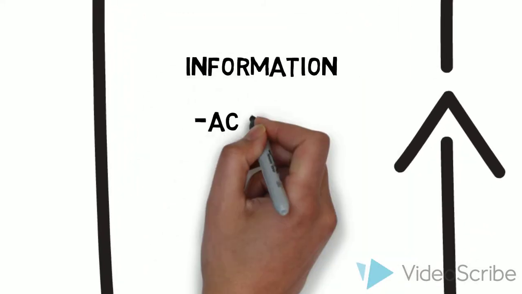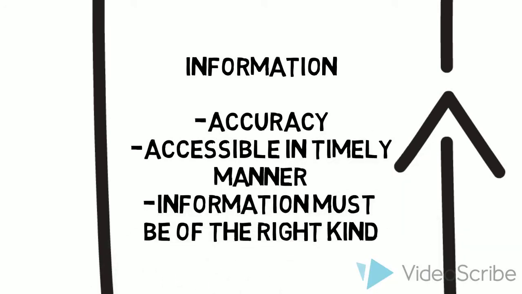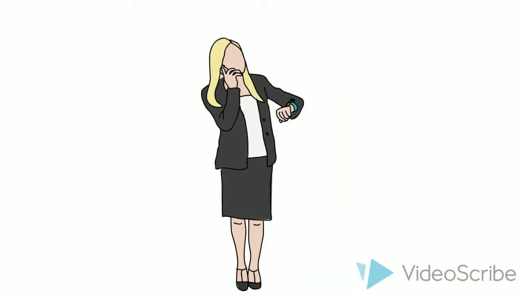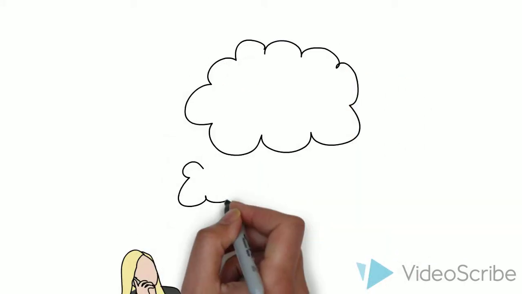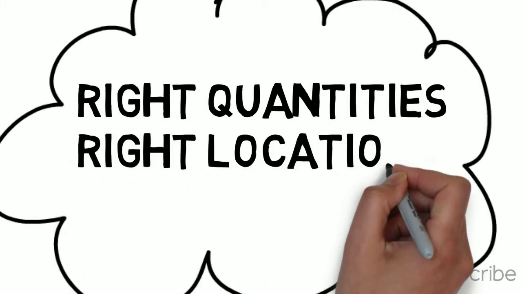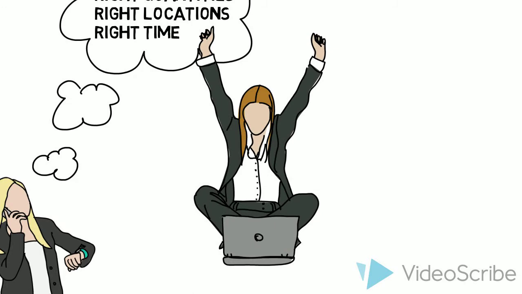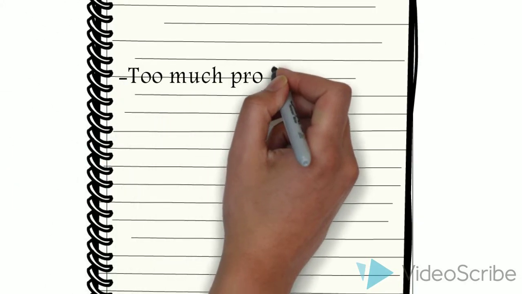The information must have the characteristics to be useful, such as accuracy, being accessible in a timely manner, and being the right kind. Information is very important in supply chain management because the end product must be produced and distributed in the right quantities, to the right location, and at the right time in order to get the highest service satisfaction level from the customers. Here are some of the challenges in supply chain management.